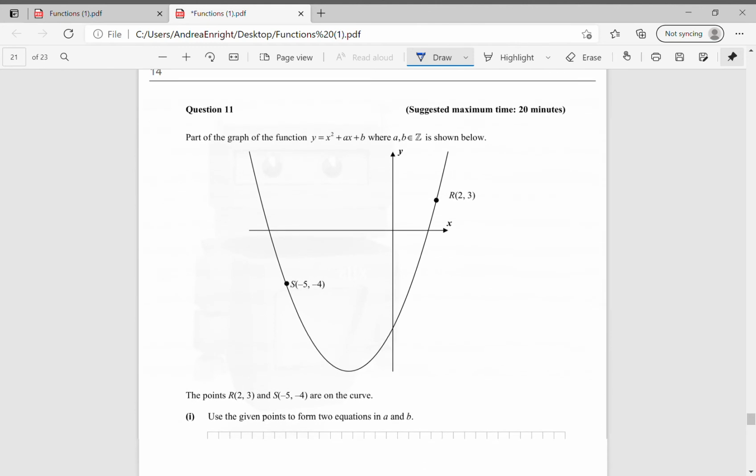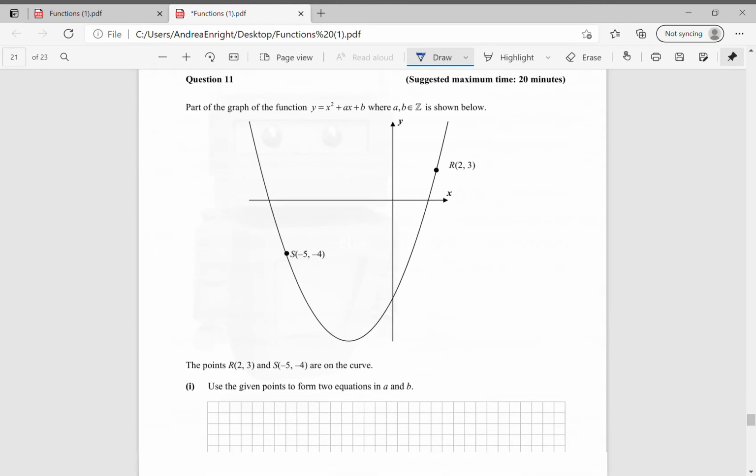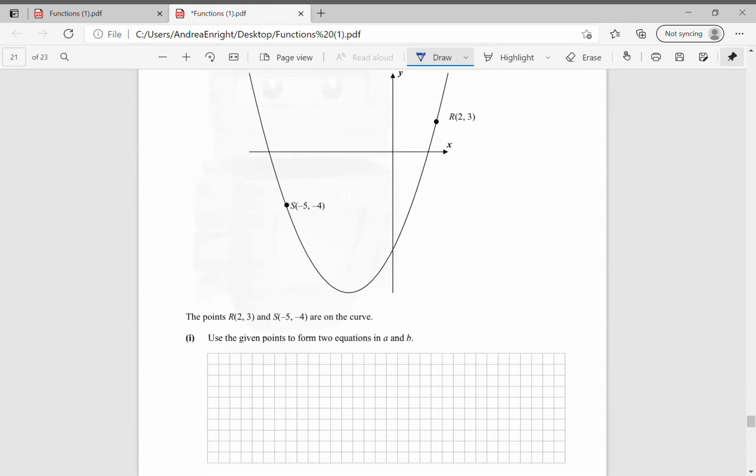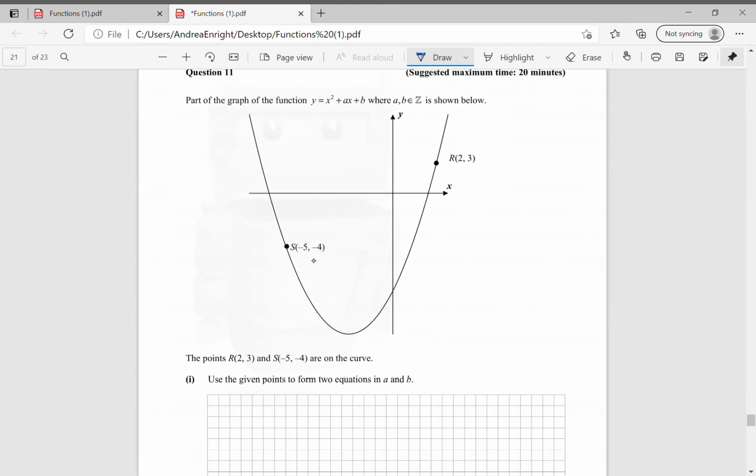Okay, next one, number 14. Part of the graph of the function is shown here, right? Find two equations in a and b. So basically, girls, the function is y equals x squared plus ax plus b. Now you have 2 points, right? So your first point is minus 5, minus 4. So that just means everywhere I see an x, put in a minus 5. Everywhere I see a y, put in a minus 4.